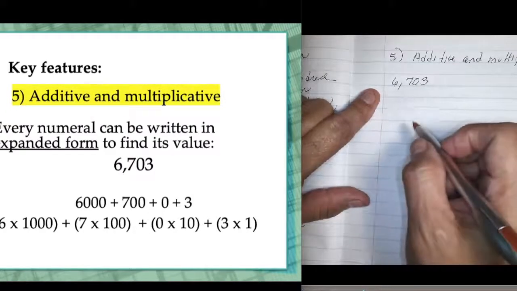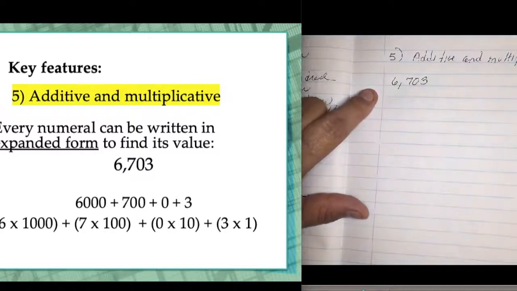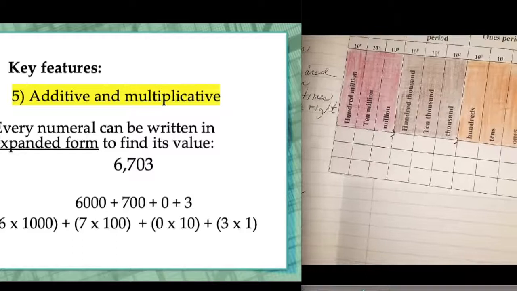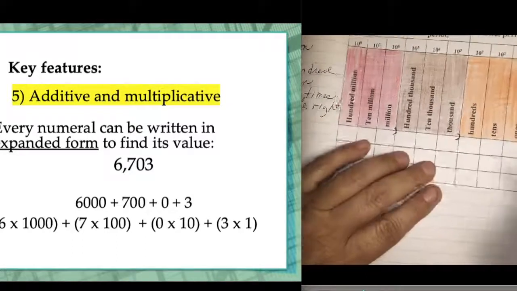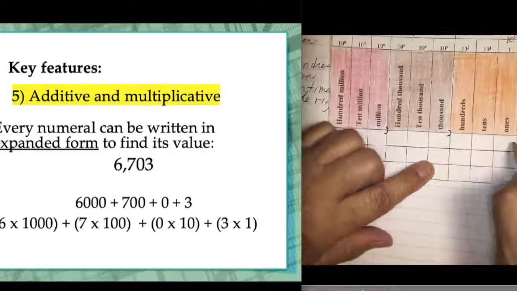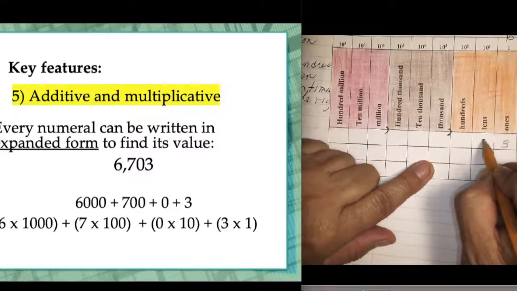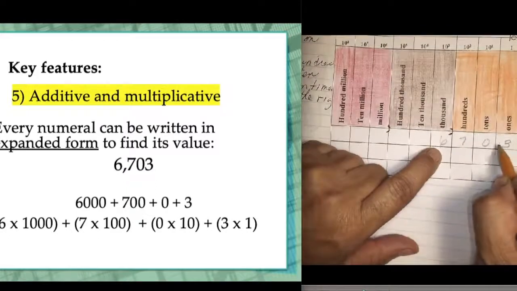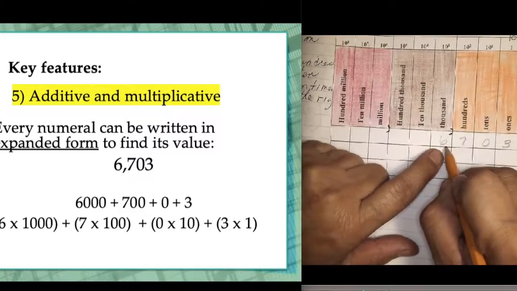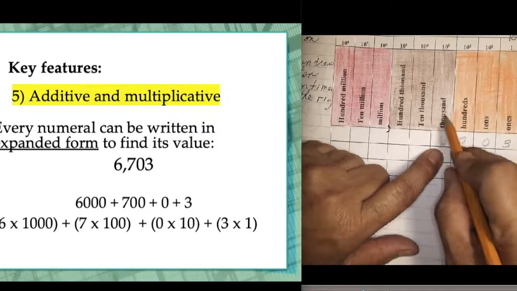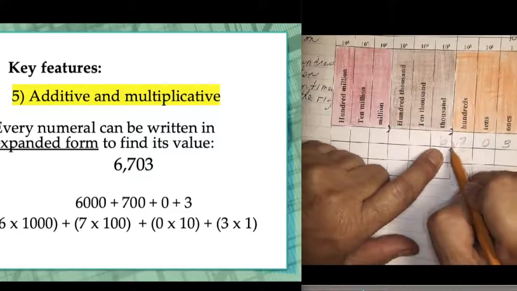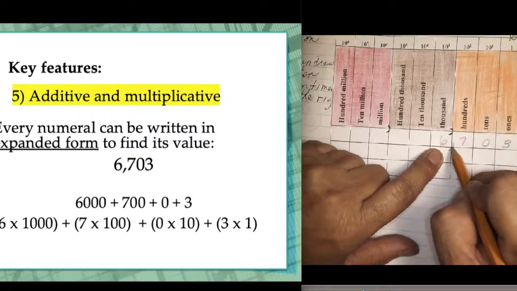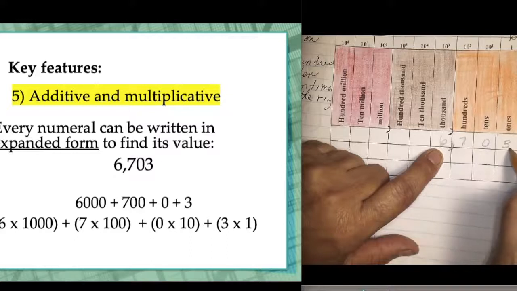6,703. Now, if I wanted to go to my place value chart right here, I can set it up. Here's my decimal. So this would be 3,076. So I can use my place value to help me read and write my numbers. So 6,000, there's my comma. I read the comma as the word thousand, so 6,703.